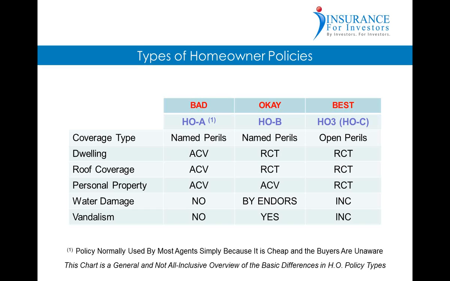Water damage is not covered, so burst pipes, leaking appliances, none of those things are covered. Vandalism and malicious mischief, also not covered. The HO-B policy, homeowners policy type B, is the most common type policy issued in the state of Texas. And it's the most common type policy issued by your, shall we say, well-advertised, well-known, well-branded captive companies. It is also a named perils policy.